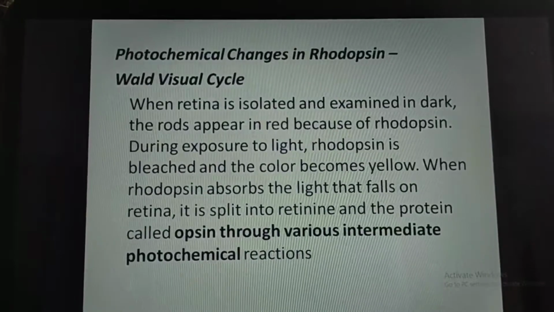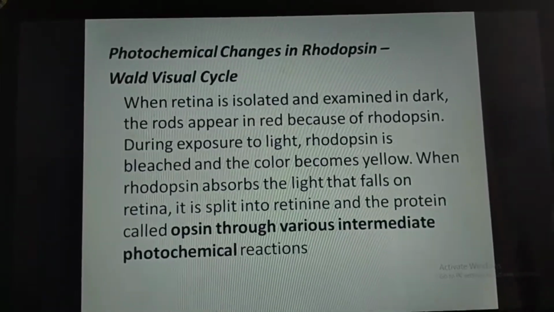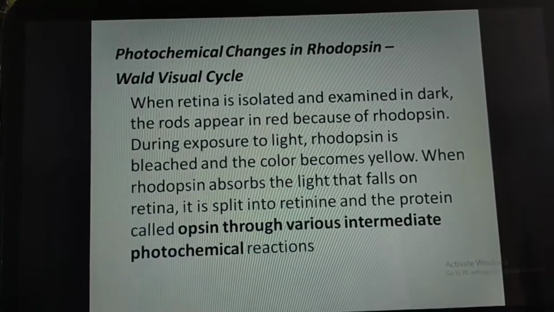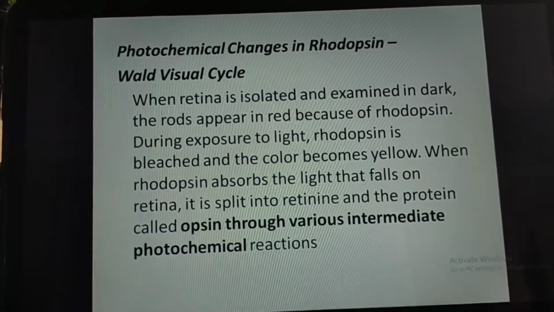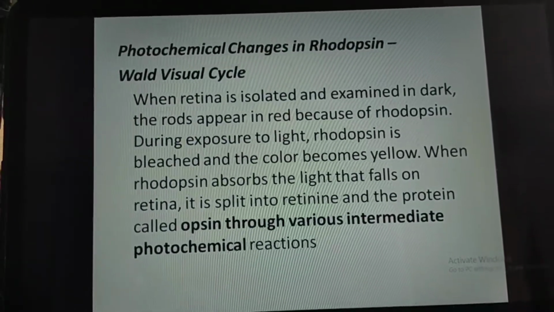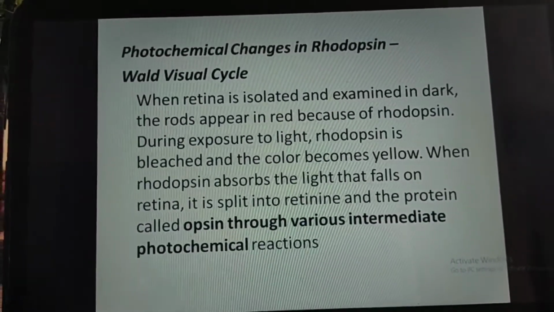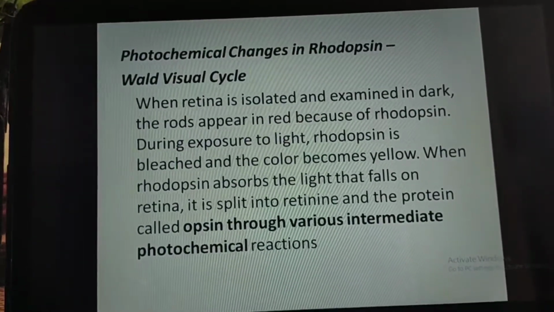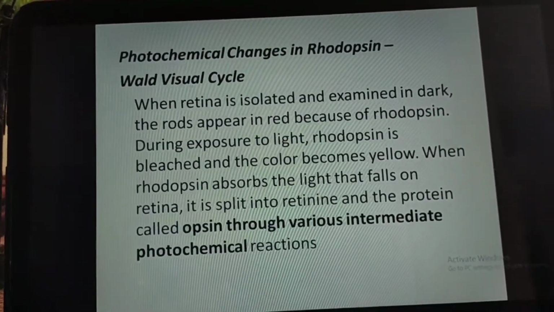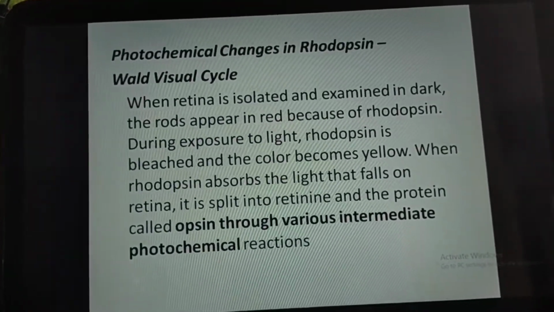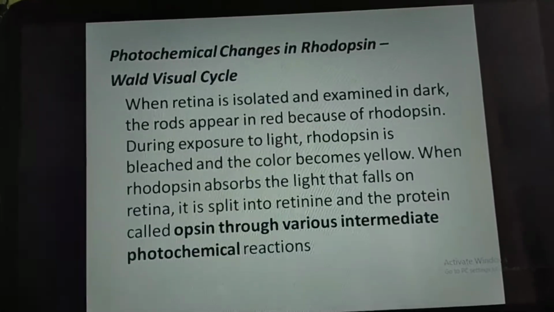Photochemical changes in the rhodopsin: the Wald visual cycle. When the retina is isolated and examined in the dark, the rods appear red because of the rhodopsin. During exposure to light, rhodopsin is bleached and the color becomes yellow. When rhodopsin absorbs the light that falls on the retina, it is split into retinene and the protein called opsin through various intermediate photochemical reactions.